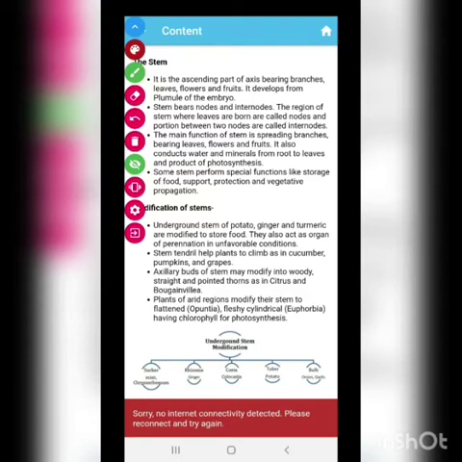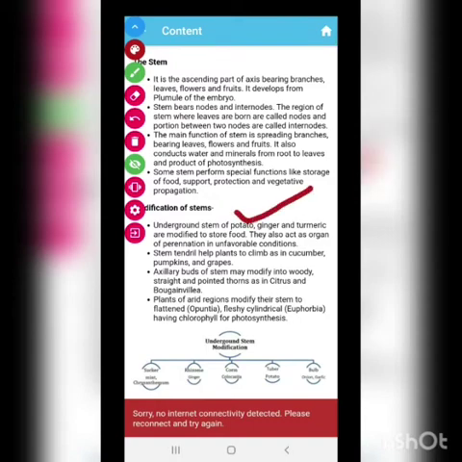Sometimes the stems are converted into tendrils which help the plant to climb, such as in cucumber, pumpkins, and grapes. Sometimes the stem modifies itself into a pointed thorn, such as in citrus and bougainvillea, just to save themselves from browsing animals. So this is also a third kind of modification of a stem.